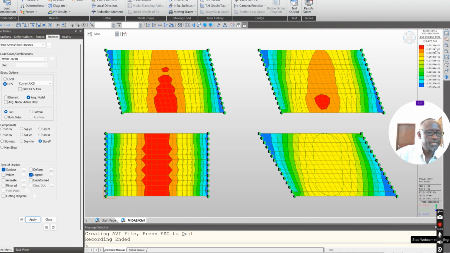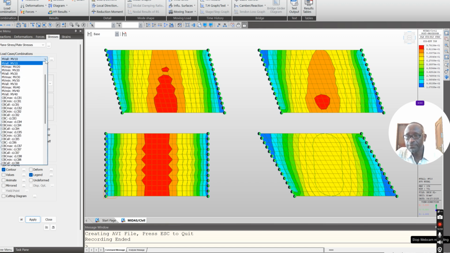So you can see 0.9 for the traffic, and these are stress distributions at different angles. This is 15 degrees, this is 20 degrees, and this is 30, and this is due to the live load. So if I do dead weight, what happens?